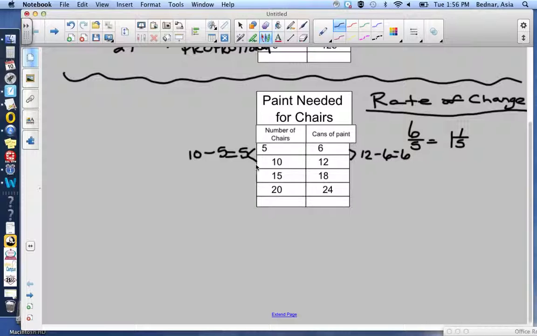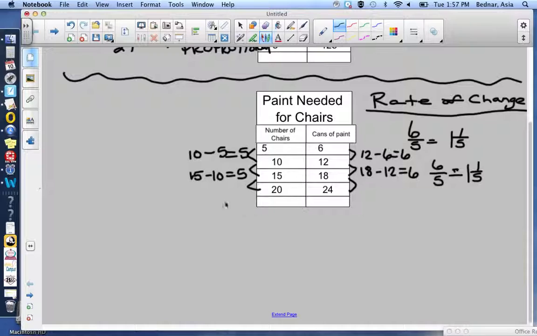Let's do the next one. I'd have to find the difference between these two. So 15 minus 10 equals 5. Then find the difference between these two. 18 minus 12 equals 6. Looks like we've got the same ratio, 6 over 5. It's the same as 1 and 1/5. We can't always be sure just by checking 2 points, so make sure you check that final point. You never know if it's going to switch on you.